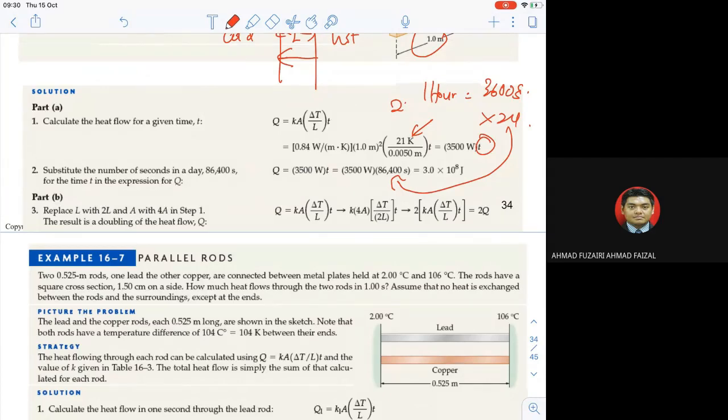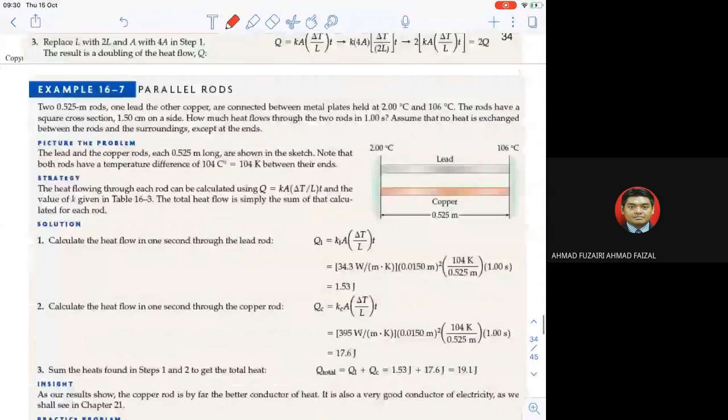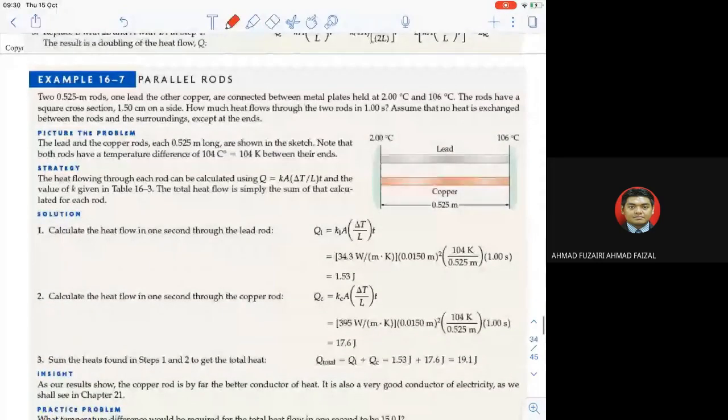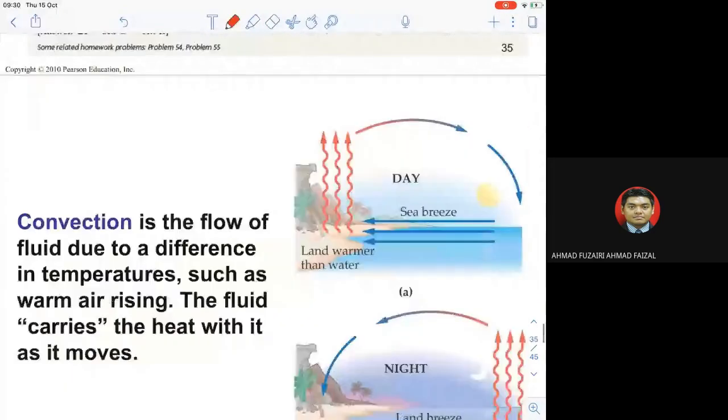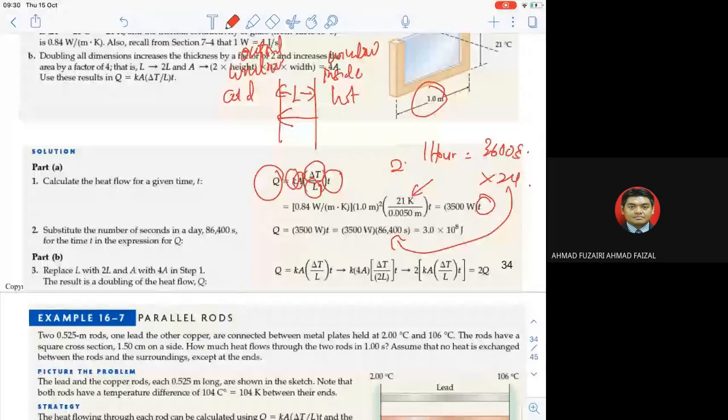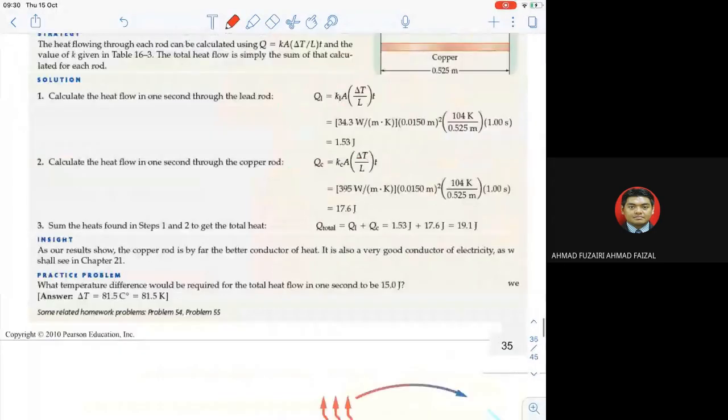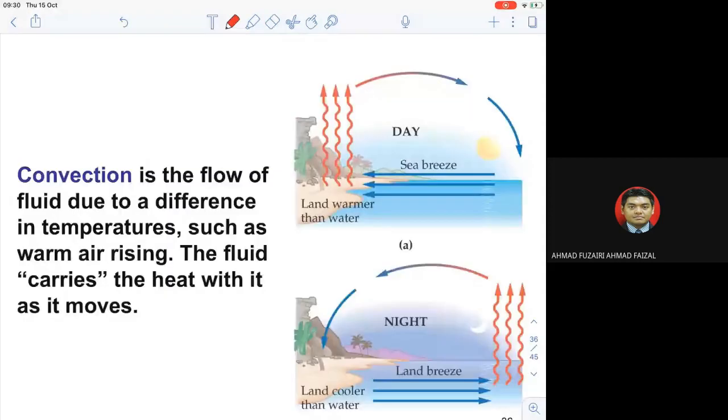So Q is heat again, K is the thermal conductivity value, A is the area, delta T is the difference in temperature, L is the length between cold and hot, and T is the time taken. So you can try on your own for these next examples. And that's why it's conduction. Conduction, you must touch. How about convection? Convection is the flow of fluid due to difference in temperatures, such as warm air rising.